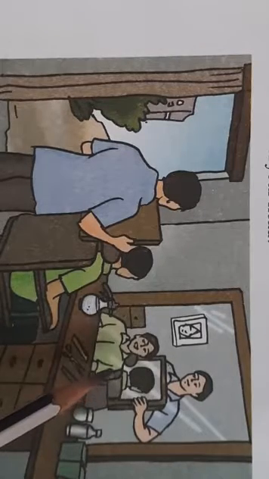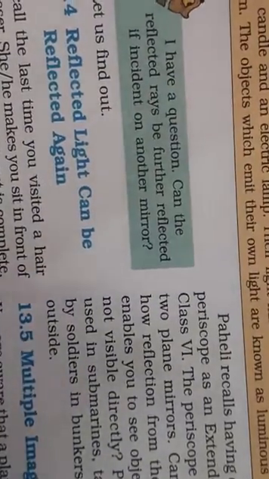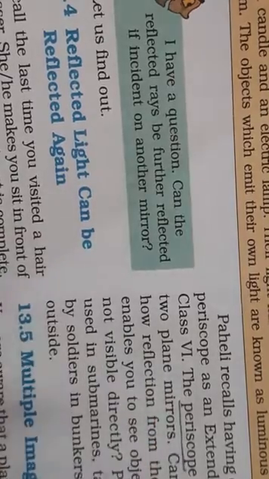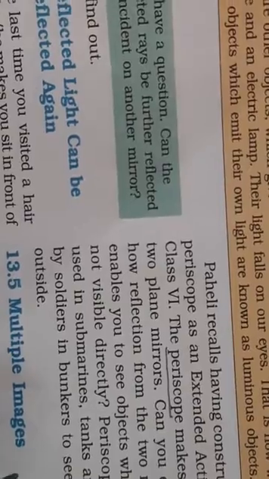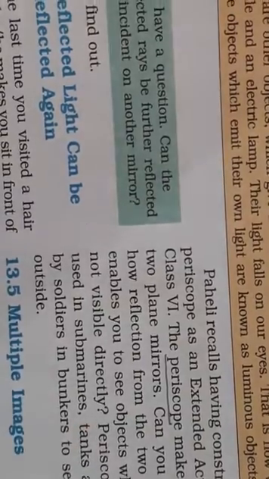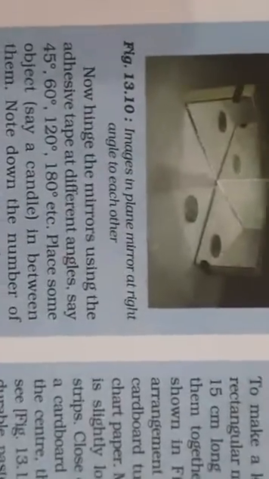Examples of multiple reflections are like the periscope, and there is also one more instrument which is called a kaleidoscope. I will come to periscope and kaleidoscope. Before that, we will talk about the images formed.